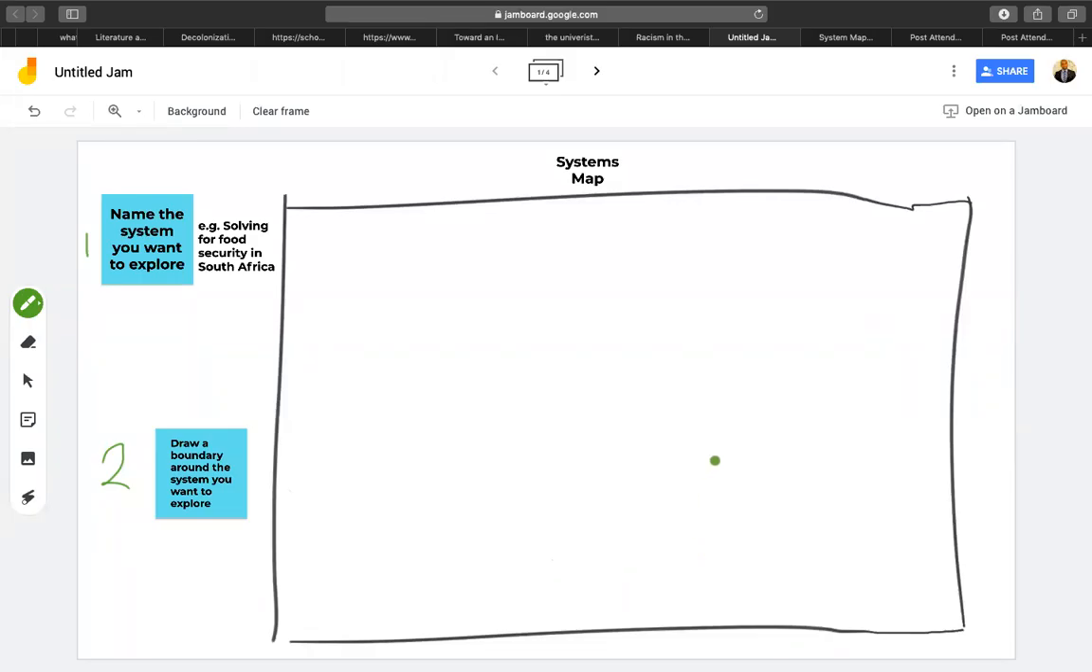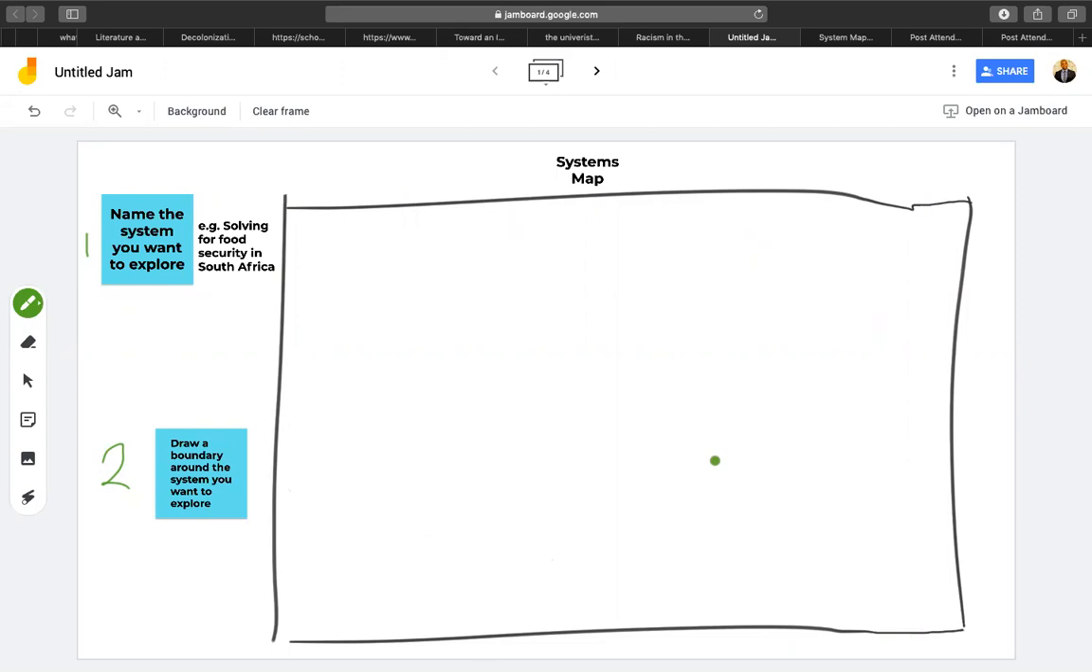Hello. In this demo, I will show you how to make a systems map. Remember, a systems map is a tool to identify actors in a system and show the relationship or interactions between the actors. There are many ways of doing a systems map and many uses of it.